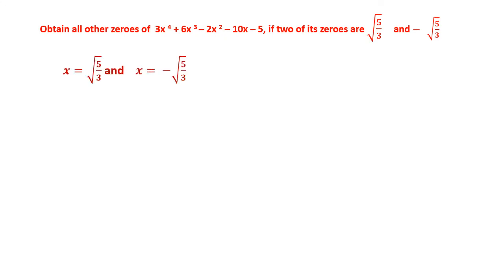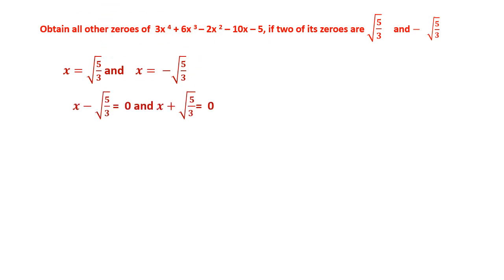Using these two zeros, we get x is equal to square root of 5 by 3 and x is equal to minus square root of 5 upon 3. Now, bringing this square root of 5 upon 3 to LHS, it will become x minus square root of 5 upon 3, as well as transposing this minus sign to LHS, it will become x plus square root of 5 upon 3.